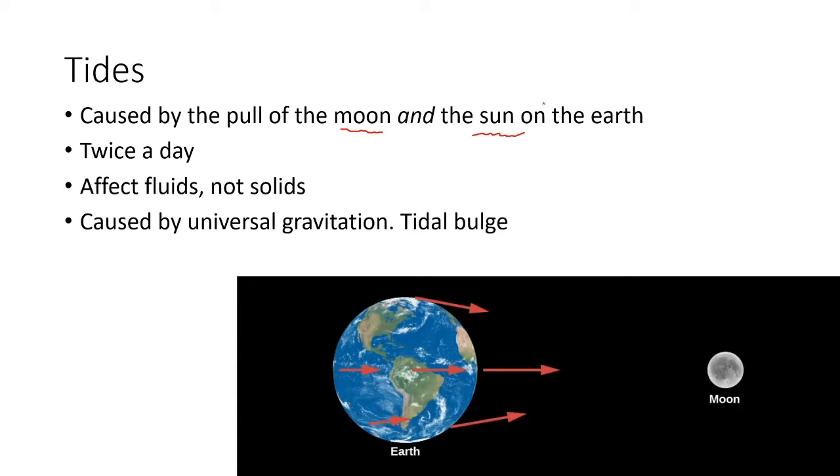Now, why does it affect the fluids? It's able to affect fluids like gases, so it could affect the atmosphere, but we're going to focus on the water, not solids. It's really not having a huge effect on the solids like the land masses. It's caused by universal gravitation. It's called a tidal bulge. And we'll see that in the next slide.